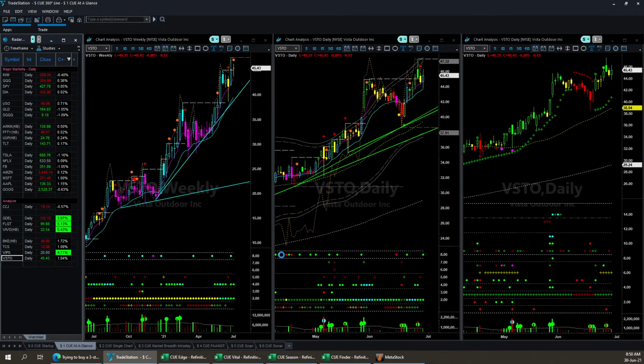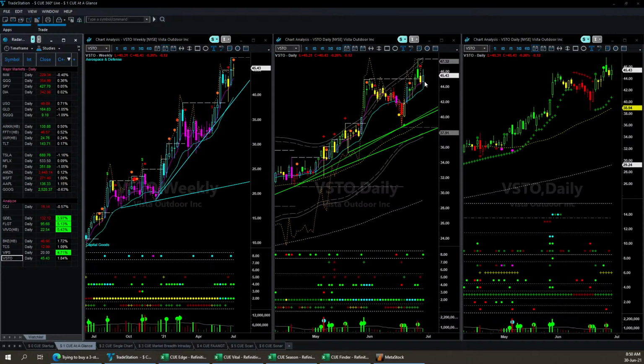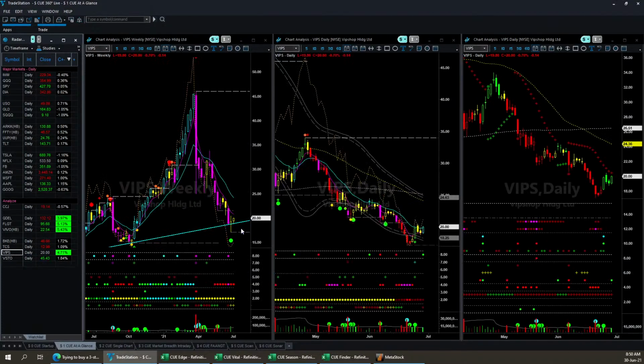Vista Outdoor, VSTO, bullish flow, but the candle shape is not bullish and it is also not at swing low. It's not giving a proper go with flow setup. I'll ignore that. The last one, VIPS. I like this one. I like this one a lot more.